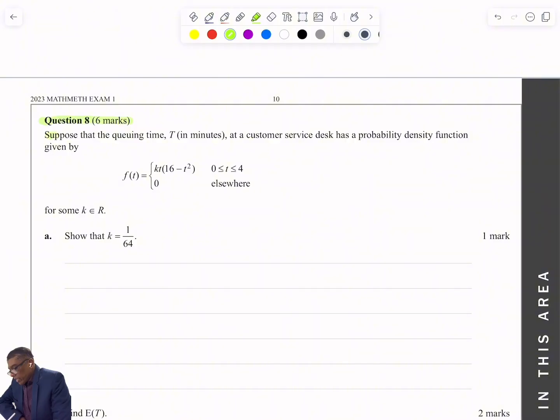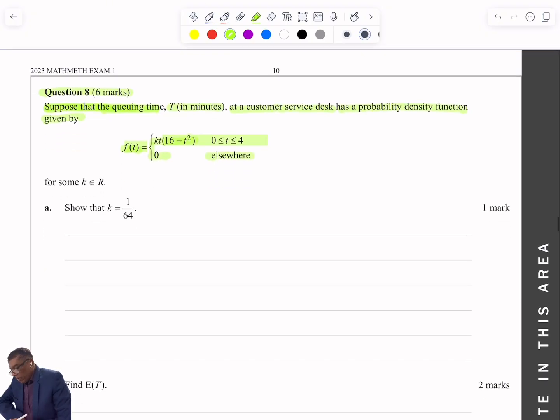Suppose that the time t in minutes at a customer service desk has a probability density function given by f(t) equal to kt times 16 minus t square for t between 0 and 4, and 0 elsewhere, where k is a real value. Show that k is equal to 1 over 64.